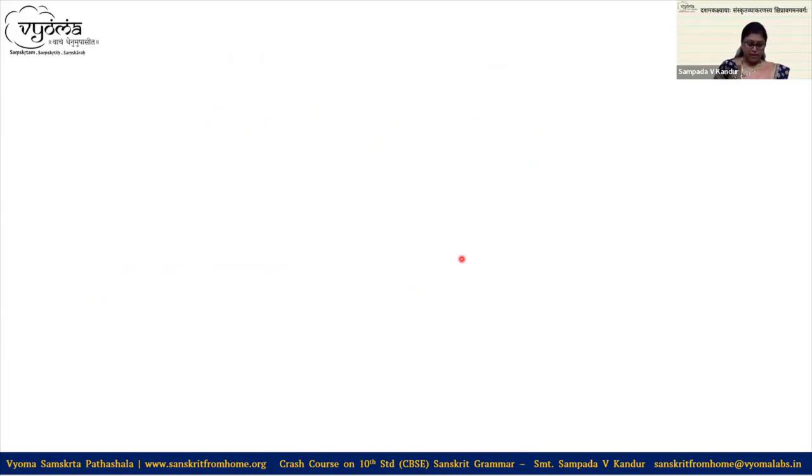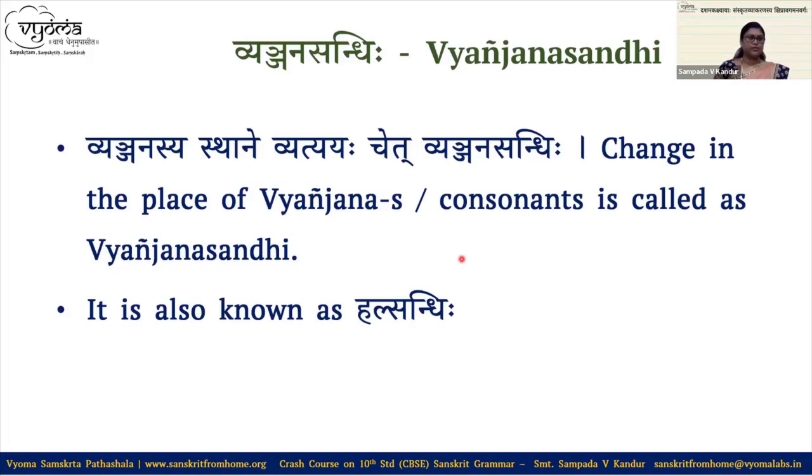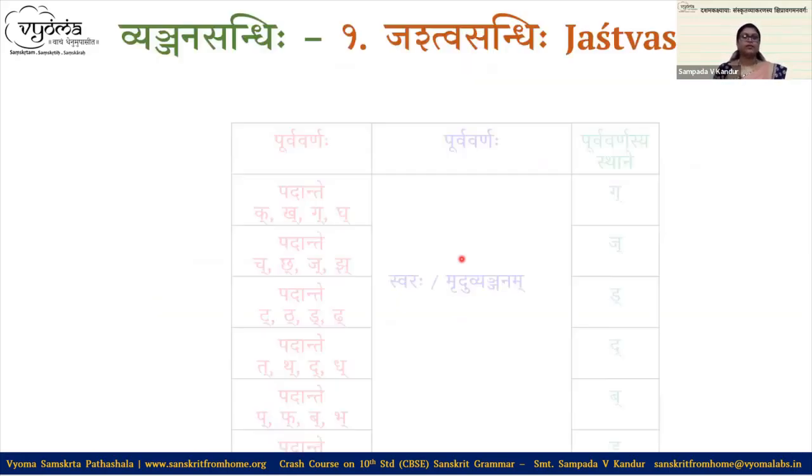Okay, this is called Purvarupa Sandhi. So next is Vyanjana Sandhi. I'll just give a small introduction of Vyanjana Sandhi. The types we will see tomorrow. So in tomorrow's class we are going to finish Vyanjana Sandhi and Visarga Sandhi. So tomorrow Sandhi will be finished. Day after tomorrow we are starting with Samasa. Okay. So in Swara Sandhi, the rules are applied to the Swaras, as the name says. In Vyanjana Sandhi, the rules apply to the Vyanjanas present in Purvavarna and Uttaravarna. Vyanjanasya sthane vyatyaha cheta Vyanjana Sandhi. Change in the place of Vyanjanas or consonants is called Vyanjana Sandhi. It is also known as Hal Sandhi.